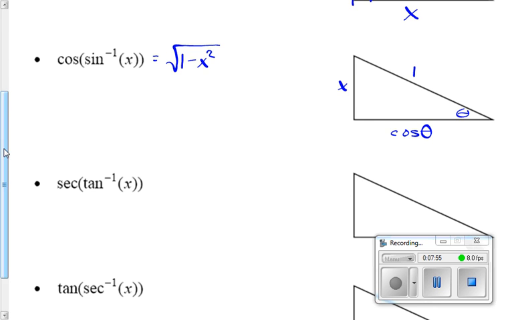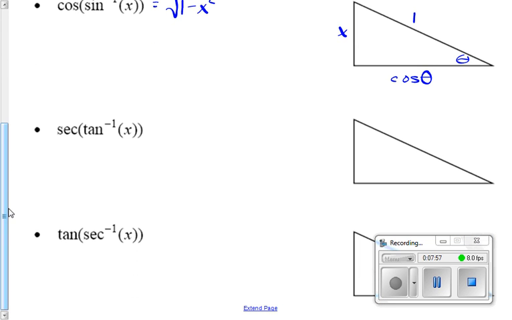Next one, secant of inverse tan. I ended up with this. Square root of x squared plus 1. Remembering that tan is opposite over adjacent, these labels become x and 1, if that's theta. And then we end up with that, x squared plus 1. Is that what you guys got?